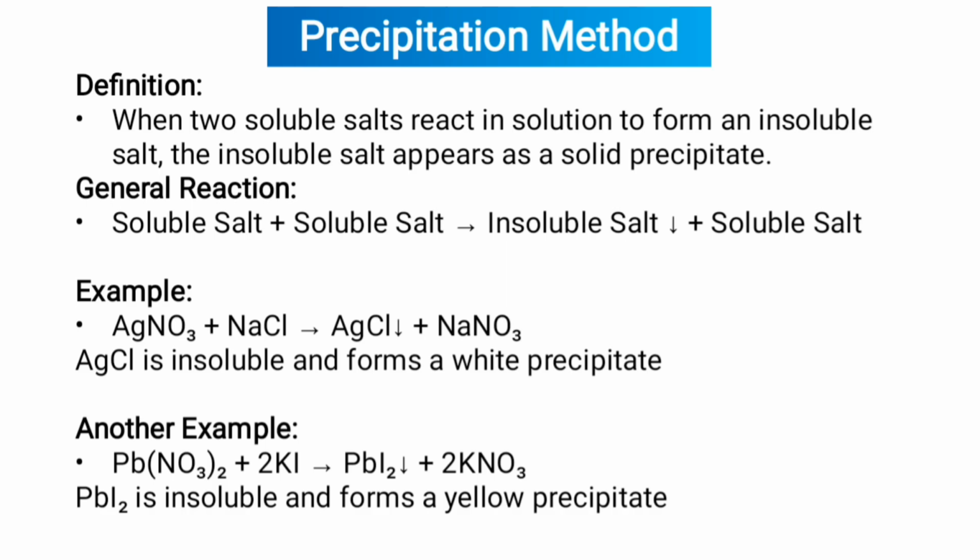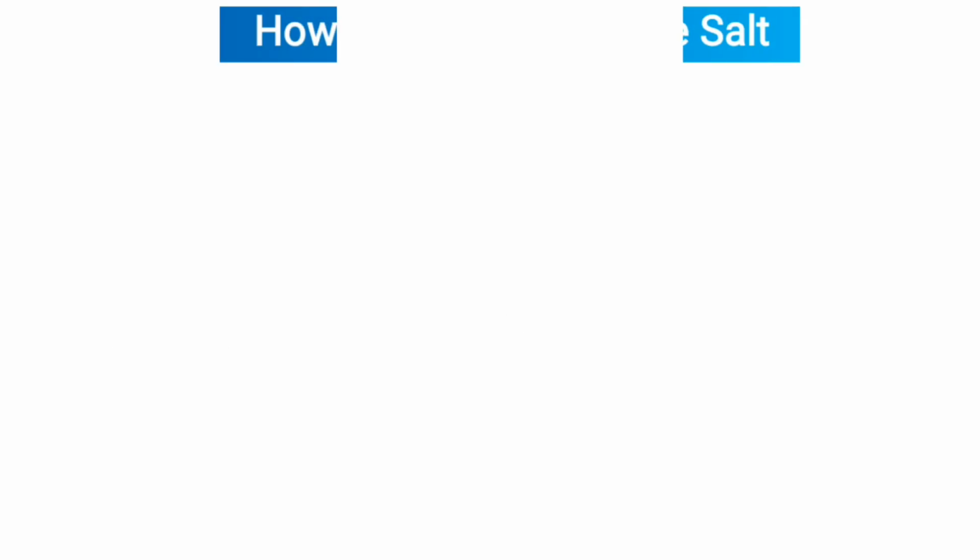Examples: AgNO3 plus NaCl gives AgCl plus NaNO3. AgCl is insoluble and forms a white precipitate. Another example, Pb(NO3)2 plus 2KI gives PbI2 plus 2KNO3. PbI2 is insoluble and forms a yellow precipitate.